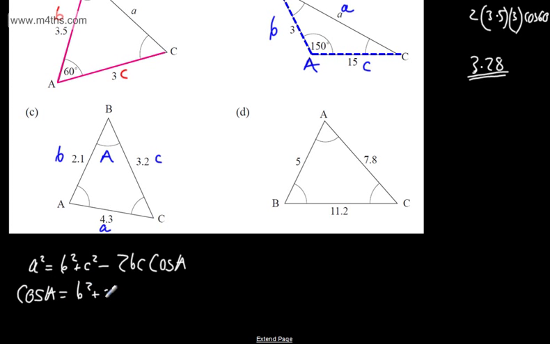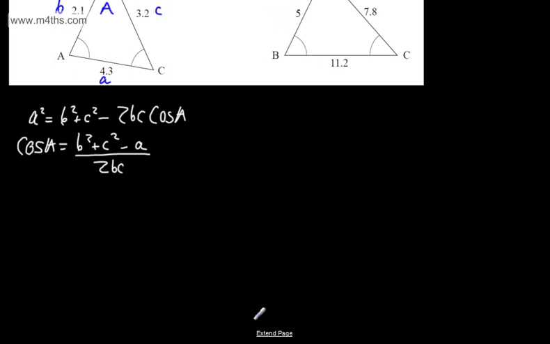So we can say now, and I'll write it out in full, a squared is equal to b squared plus c squared minus 2bc cos A, or we could say that cos A is equal to b squared plus c squared minus a squared all over 2bc. I much prefer this. I think it's a lot easier to work with.